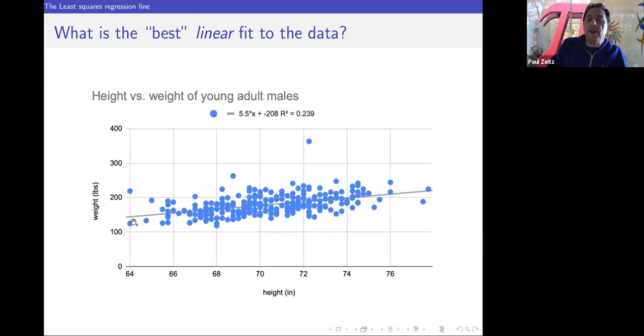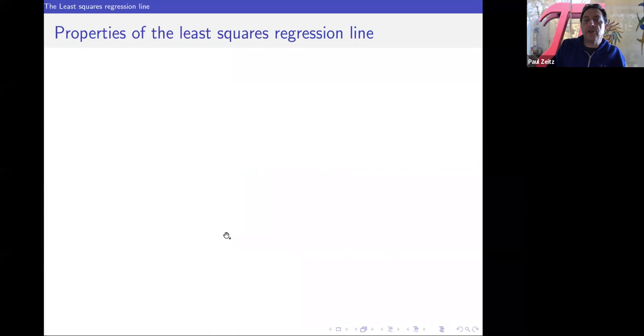If we did it with our young men of heights and weights, it would be harder to draw a line, but you would most likely draw a line that's going up rather than going down. Okay, and so here is a very simple explanation of what this line is.